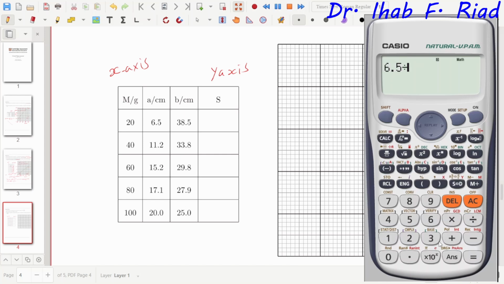6.5 divide 38.5 is 0.169. And why do I keep it to three significant figures? Notice we have three significant figures over here and two significant figures over here. So we keep it to three significant figures. Okay.